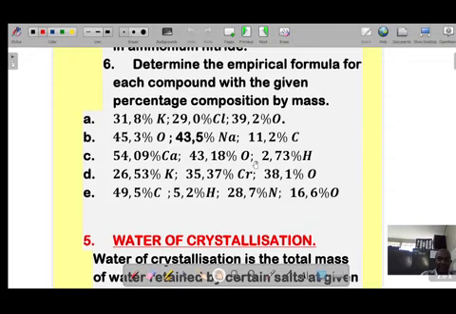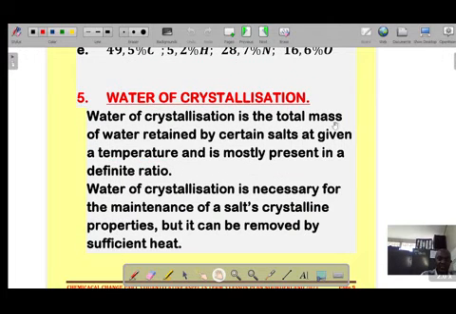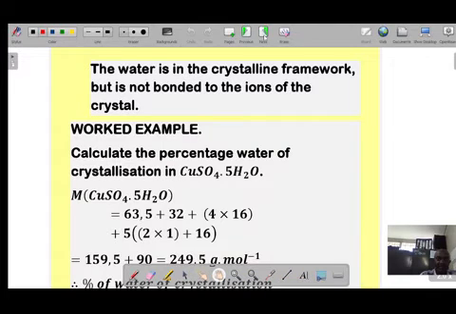Number 5 is about water of crystallization. Water of crystallization is the total mass of water retained by certain salts at a given temperature and is mostly present in a definite ratio. The water of crystallization is necessary for the maintenance of a salt's crystalline properties, but can be removed by sufficient heat. The water is in the crystalline framework, but is not bonded to the ions of the crystal.